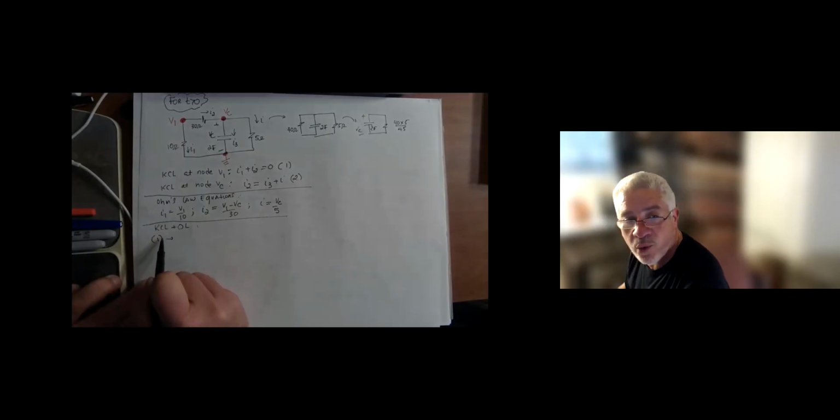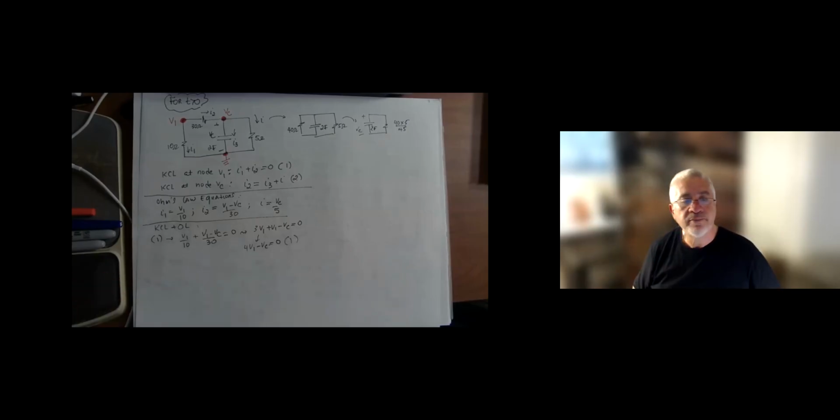Okay. Now I'm going to do KCL plus Ohm's law. I'm going to put the Ohm's law equations into the KCL equations. So what do I have? Equation 1 becomes V1 over 10 plus V1 minus VC over 30 equals 0. Okay. I can multiply this entire thing by 30. So what do we have? 3V1 plus V1 minus VC equals 0. That gets me 4V1 minus VC equals 0. That's my new one.